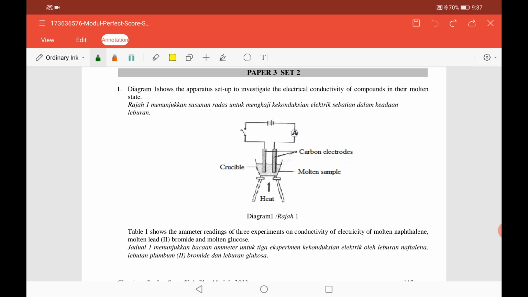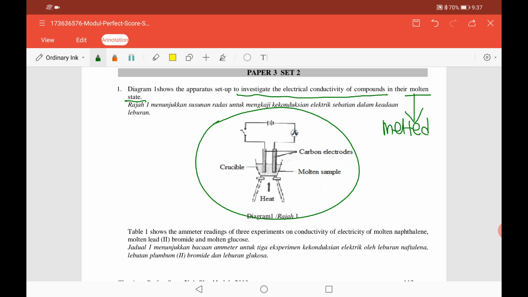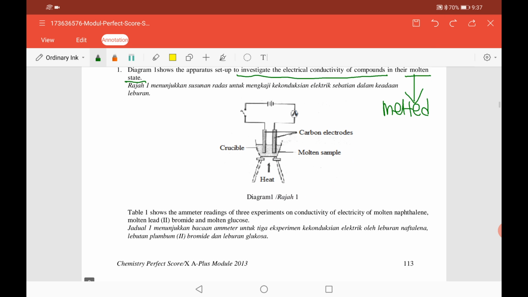Diagram 1 shows the apparatus to investigate the electric conductivity of compounds in their molten state. So now we want to study the electric conductivity for the molten state. Please remember, guys, what molten means. Molten stands for melted. If you take a solid and heat it up, and the solid fully melts, we call it molten. That's what you can see from this picture. So we heat the substance, it fully melts. That's why we got molten over here. So the main purpose of this experiment is to study electric conductivity.